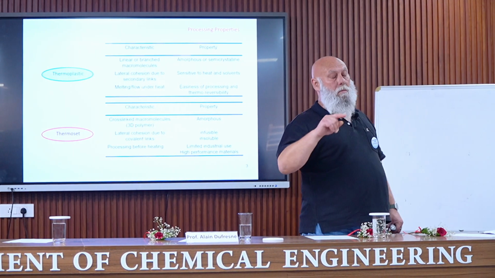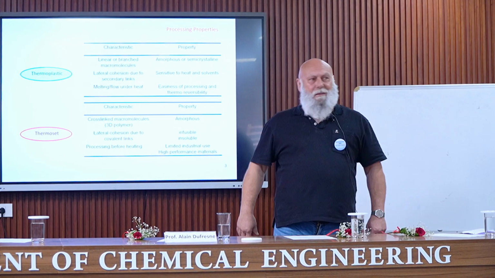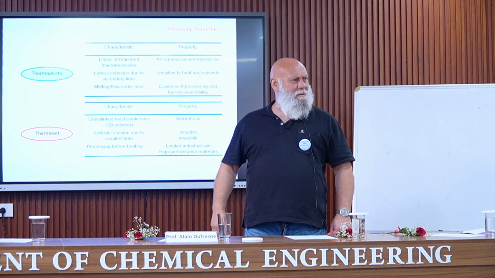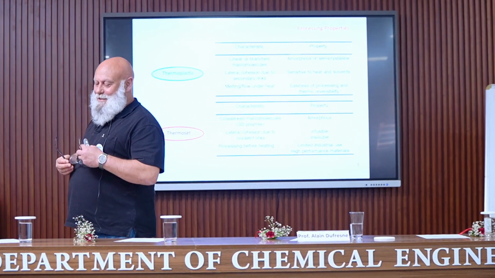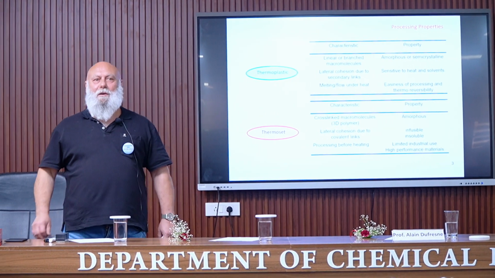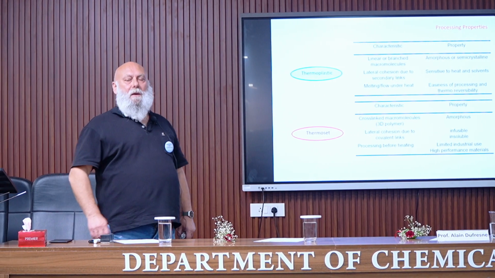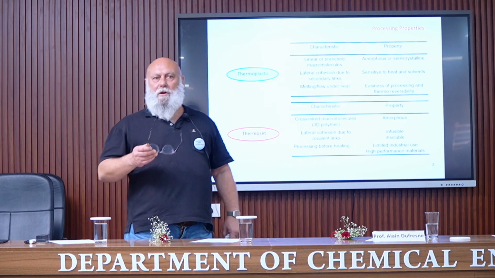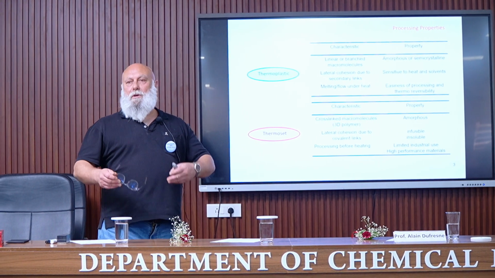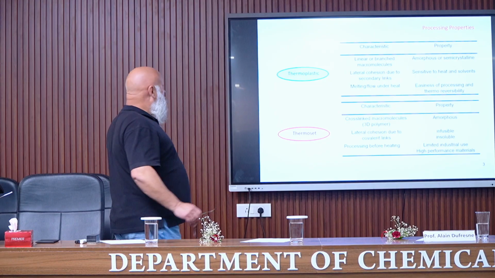Tetrafluoroethylene. No, Teflon. Maybe it's easier, which has a degree of crystallinity of about 90%. I spoke about PVC. PVC is a semi-crystalline polymer, but the degree of crystallinity is very low, so it's around 10%. So anyway, this thermoplastic polymer can be amorphous or semi-crystalline.